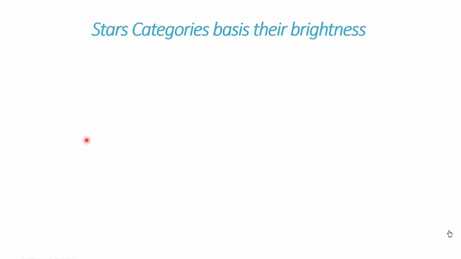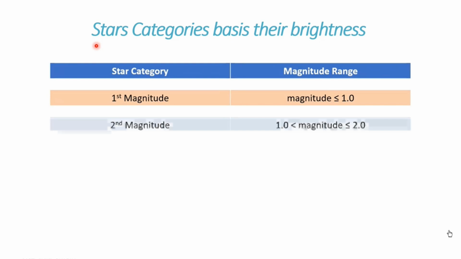Now we have seen the stellar magnitude of the stars. We know that the faintest of the stars are of magnitude 6.0 and the brightest of the stars are magnitude 1 star. Now these stars are categorized basis their brightness. We have put them into categories. Now what are these categories?